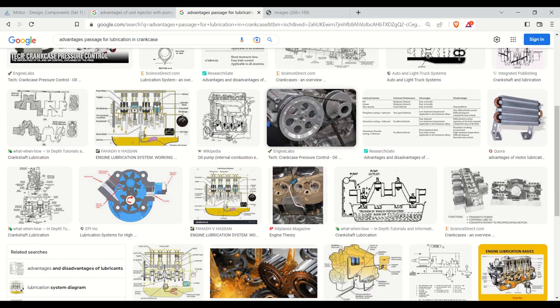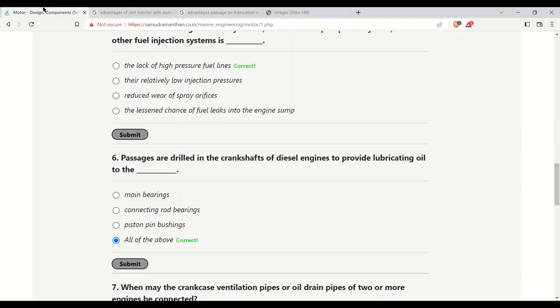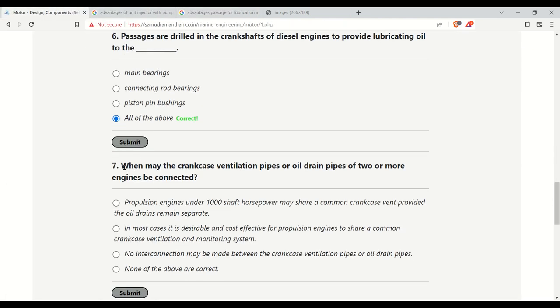Okay, let's see some other images also. There are different types of lubrication also, like splash lubrication, and this is only used in small engines. Now let's move to the next question.